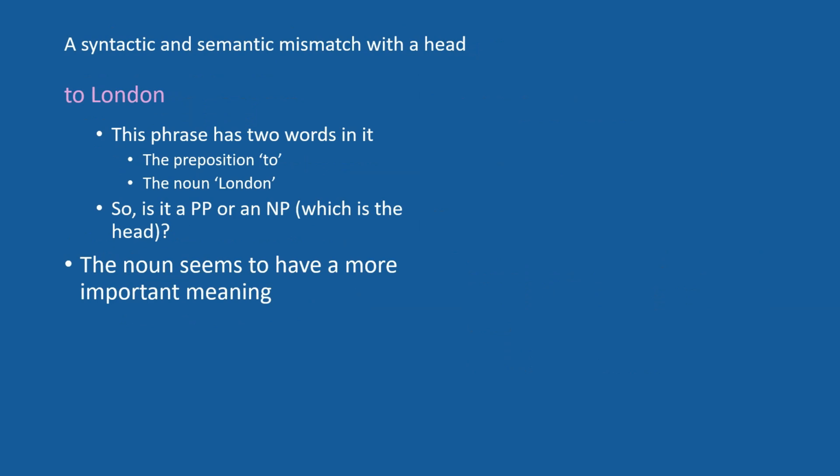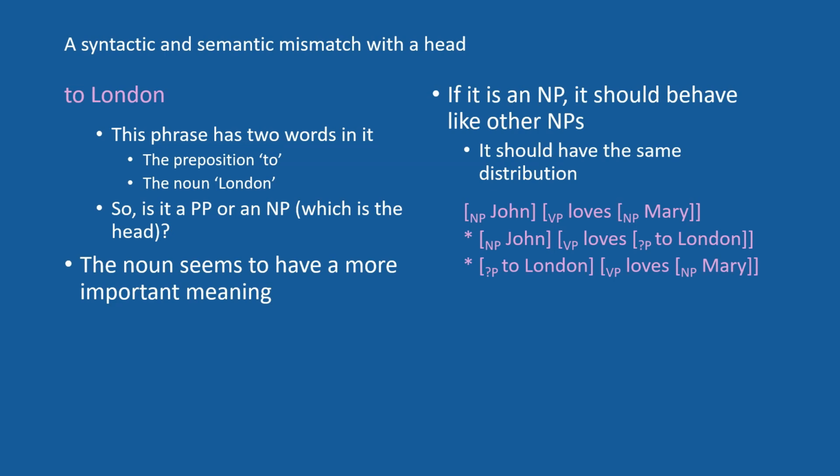Well, if that's true, if this is a noun phrase, then we predict it should behave like other noun phrases. Okay? In particular, it should have the same distribution as other noun phrases. That means it should go into the same positions that any noun phrase can go in. It's the category of something that determines the position in which it can go. And therefore, if this thing has the same category as a noun phrase, it could go in any position where we can find a noun phrase in a sentence.